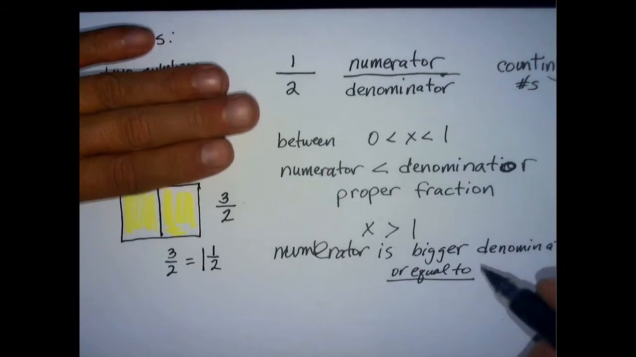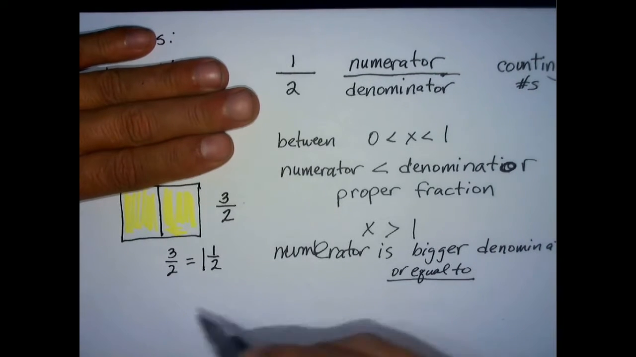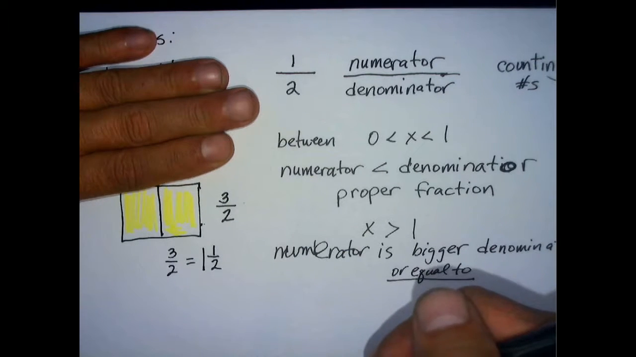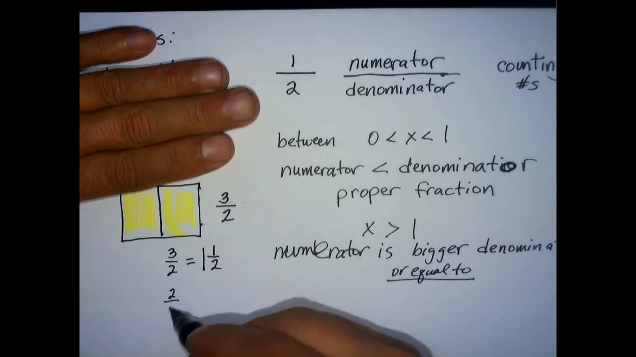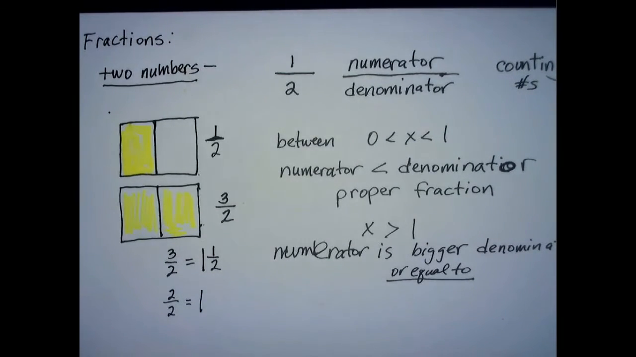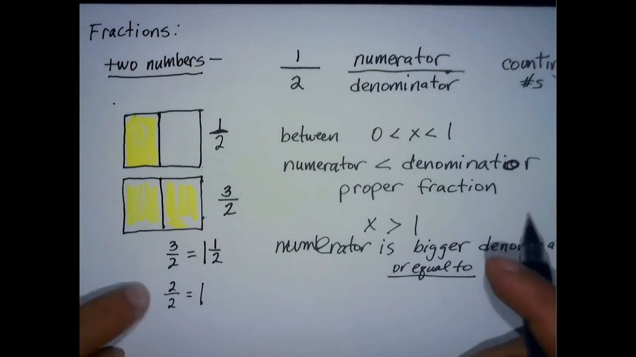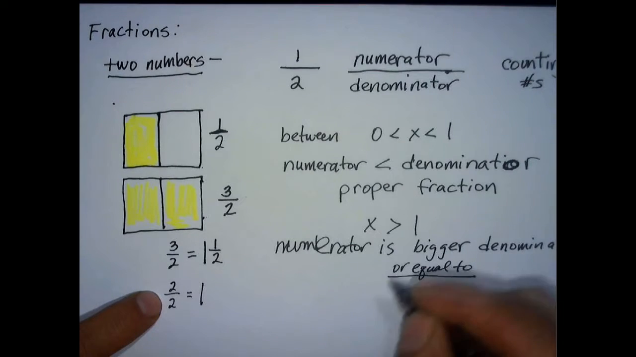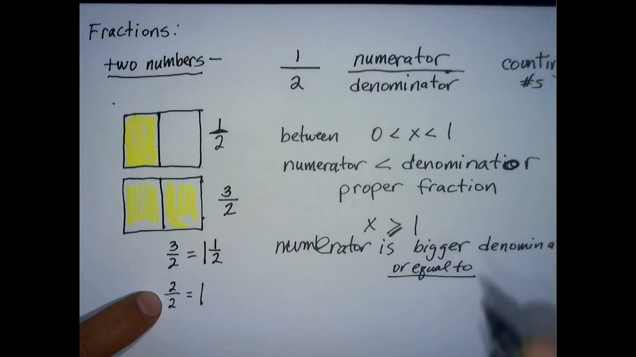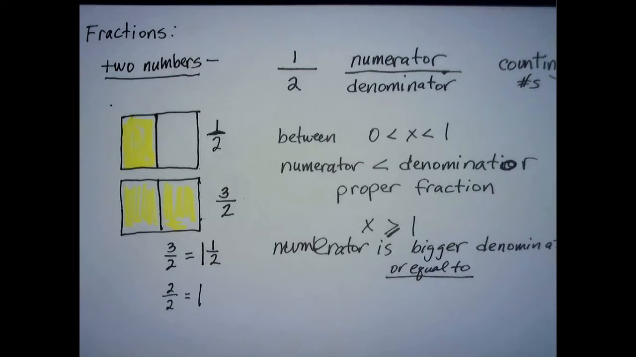That's how many halves? It's 3 halves. Well, that's 2 halves. 2 halves is 1. Right, 3 halves. This is x is greater than or equal to 1. Yeah, it can be equal to.